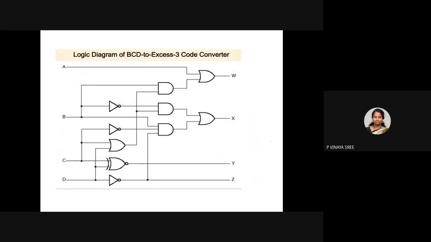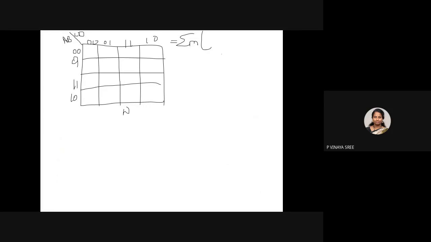Okay, so let me start. This is your expression. Now for W, it is summation M of 5, 6, 7, 8, 9. Let me write 5. Where will be 5? 0, 1, 0, 1. This is your 5. Next 0, 1, 1, 0 is your 6. 0, 1, 1, 1 is your 7. 1, 0, 0, 0 is your 8. 1, 0, 0, 1 is your 9.